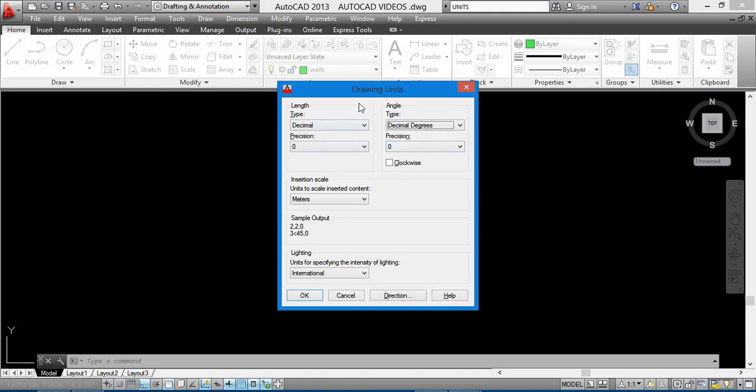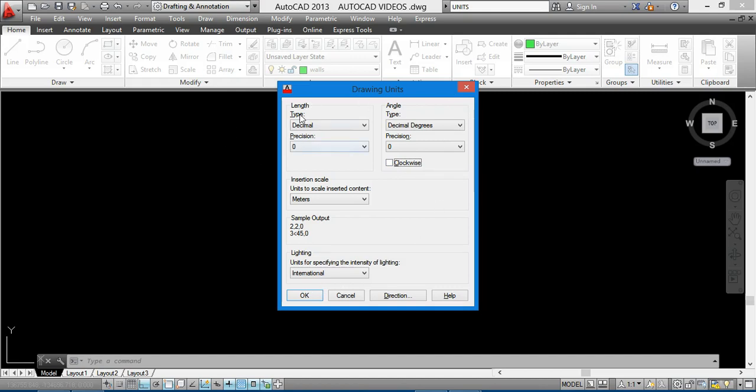Now normally what AutoCAD does is that it measures all the angles anti-clockwise by default. If you want to measure the angles clockwise, then you can enter this option and then AutoCAD will measure the angles in a clockwise manner. So this is how you set up the units in AutoCAD.